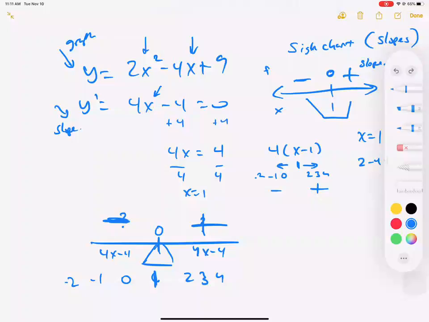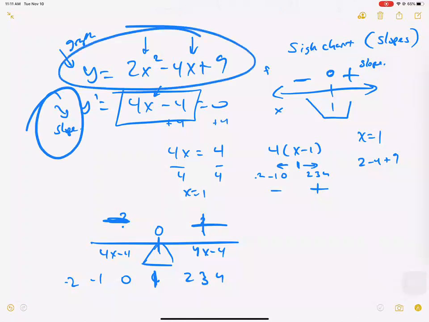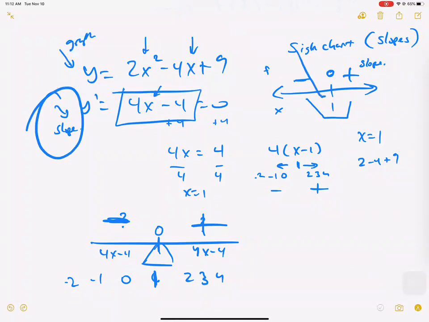But remember, this is not a line equation. This is us talking about the slopes, whether the slopes will be positive or negative. Oh, so these are just the slopes of the graph. Right, referring to the trend in the parabola. The parabola is trending downward before 1, and the parabola is trending upward after 1. That's what the slope gives us, the trend of it.